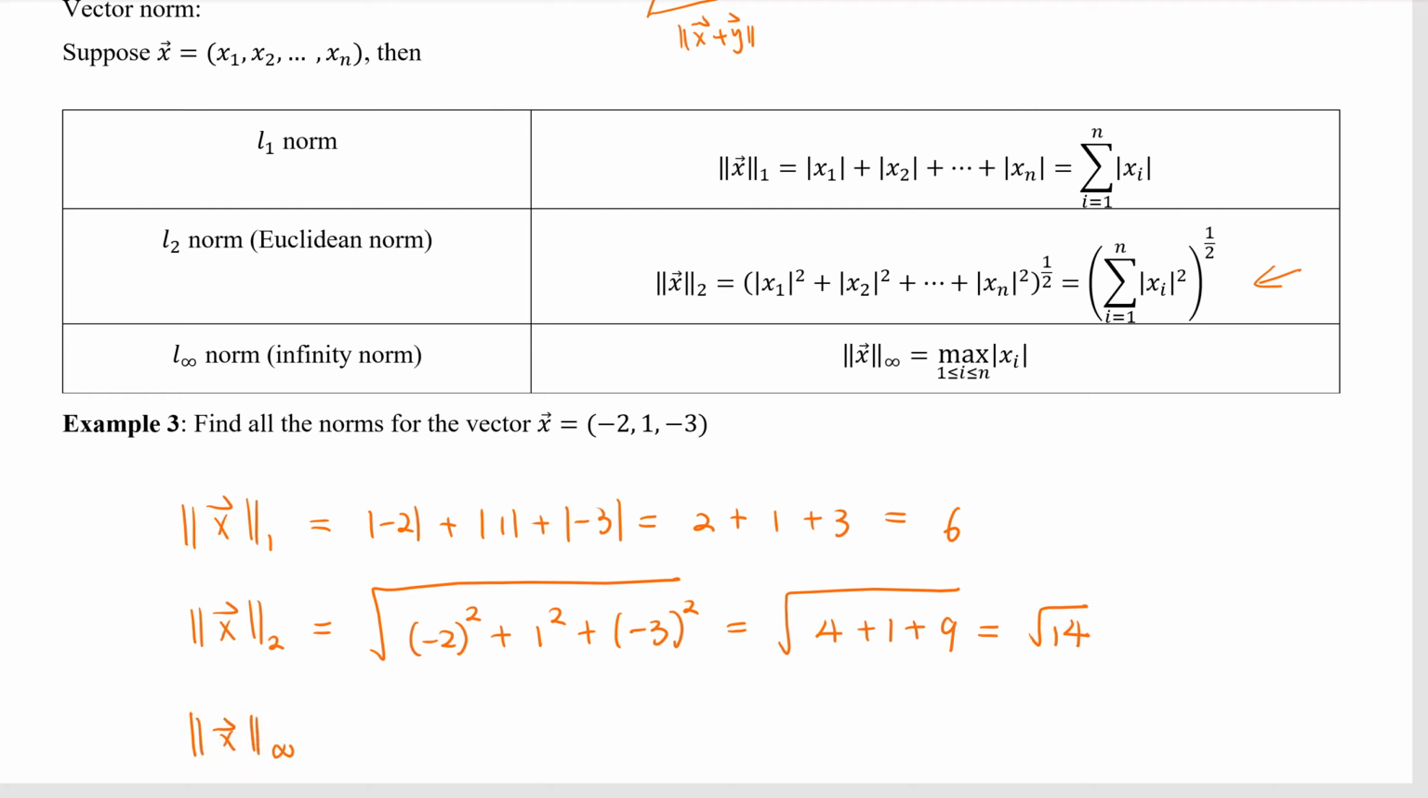And the L infinity norm is the maximum of the set where we look at the absolute value of each coordinate. Absolute value of -2 is 2, absolute value of 1 is 1, absolute value of -3 is 3. What's the maximum number in this set? That is 3. So far, so good, everybody? And these are the L1 norm, L2 norm, and L infinity norm of a vector. Alright, so let's continue.